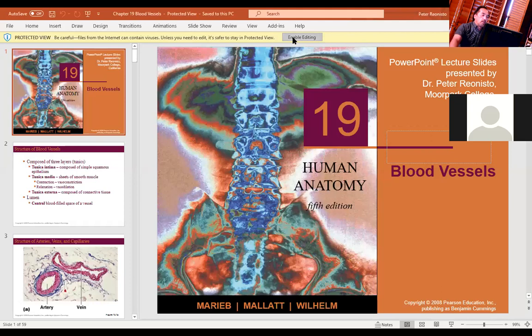We're starting at 3:30 because there's only one topic left for us to study before we do the exam tomorrow, and that's going to be your blood vessels. We're going to go through that, and then we're going to go straight into the models. All right, so let me share the PowerPoint of the blood vessels.